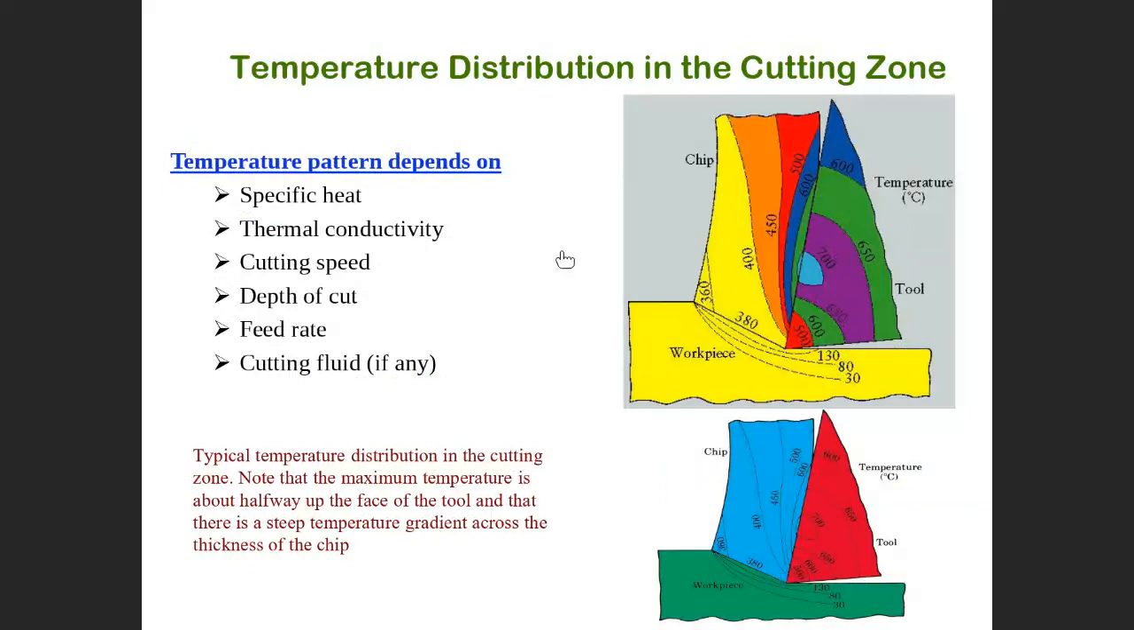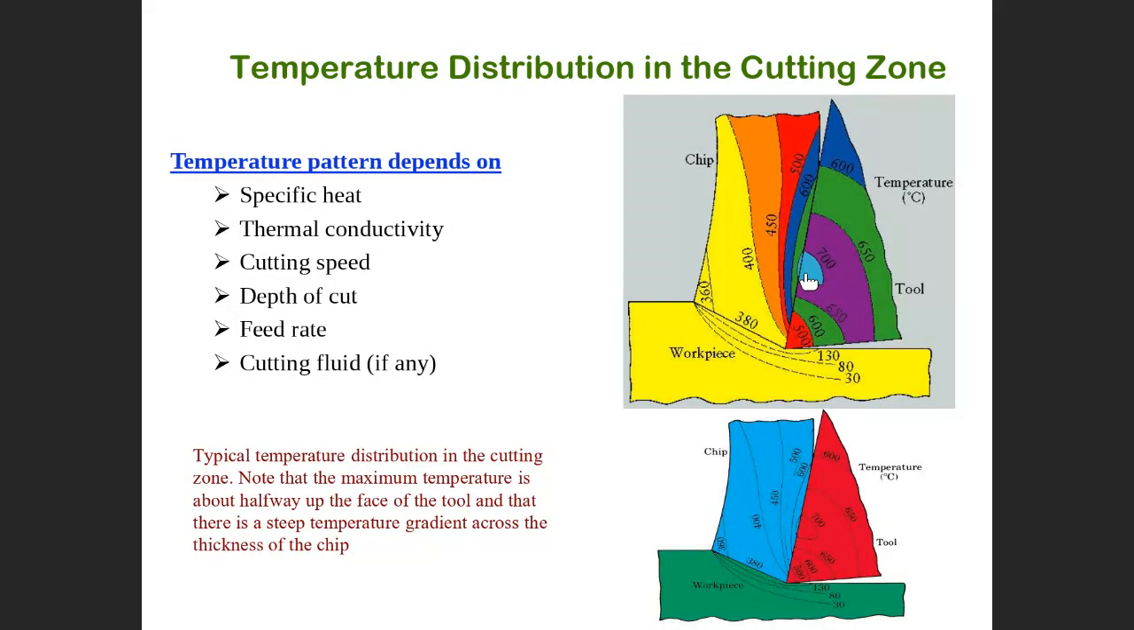So okay, temperature pattern. This is a temperature pattern as you can see here in the cutting. It is mainly related to the cutting speed, depth of cut, and feed rate. I mean the cutting conditions. Whenever you change the cutting conditions, the temperature changes. So cutting speed, feed, and depth of cut. Higher cutting speed, depth of cut, and feed rate will definitely lead to higher temperature. Cutting fluid being used here can reduce it, so it can be controlled by the cutting fluid.